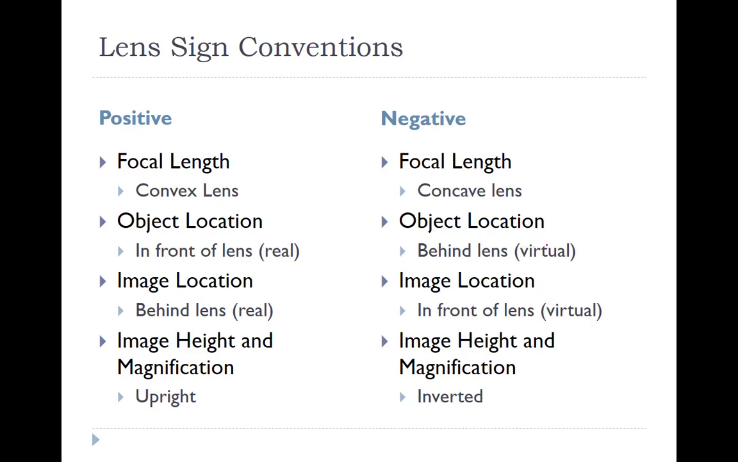However, to get a virtual object, you have to have more than one optic. Therefore, you're not going to encounter them in this class. We're not doing systems of optics, so you don't really need to worry about that one. Okay. Images that are behind the lens are real and will have a positive image distance. If the image is in front of the lens, then it will be virtual and will have a negative image distance. Image height and magnification is again positive for upright images and negative for inverted images.